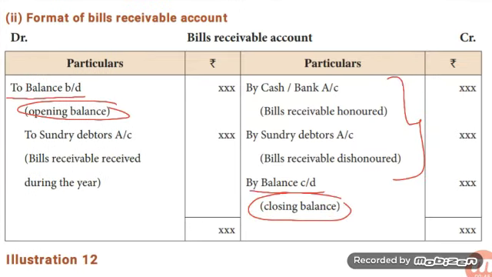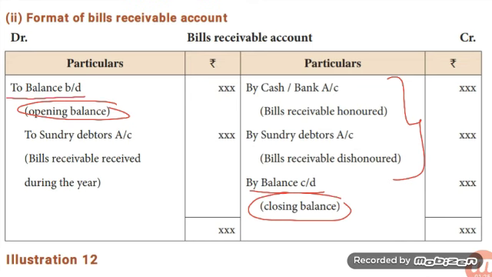First, enter the opening balance of bills receivable on the debit side as to balance brought down. Children, bills receivable is an asset, so enter the opening balance on the debit side. Then enter the closing balance of bills receivable on the opposite side, that means on the credit side, as by balance carried down. Enter the closing balance at the end of the account as the last item.